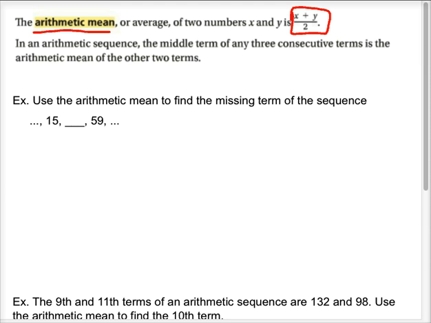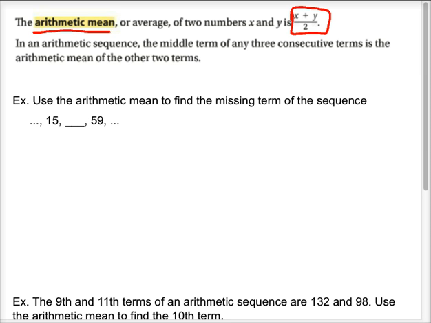So in an arithmetic sequence, the middle term of any 3 consecutive terms is the arithmetic mean of the other 2 terms. So what that means is if you're missing a term that's in between 2 other terms in a row, you can use the arithmetic mean to find that missing term.